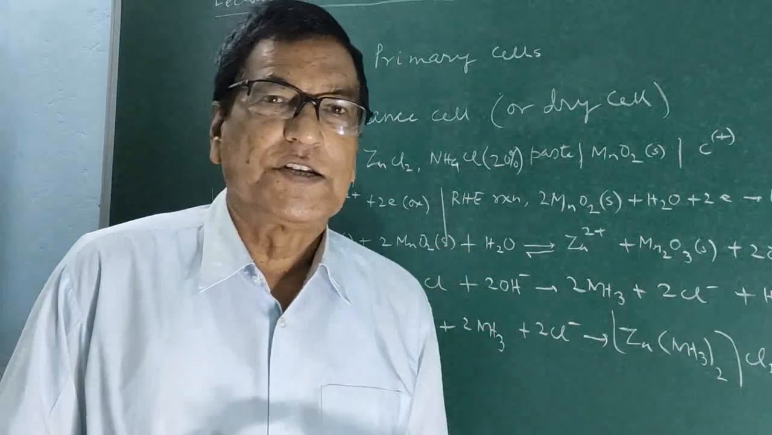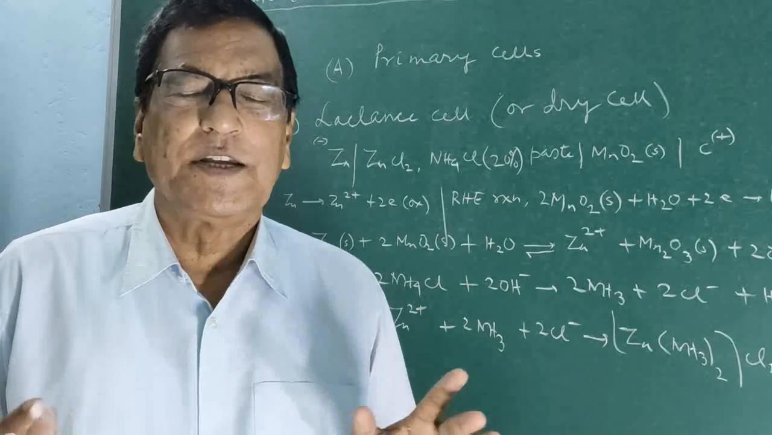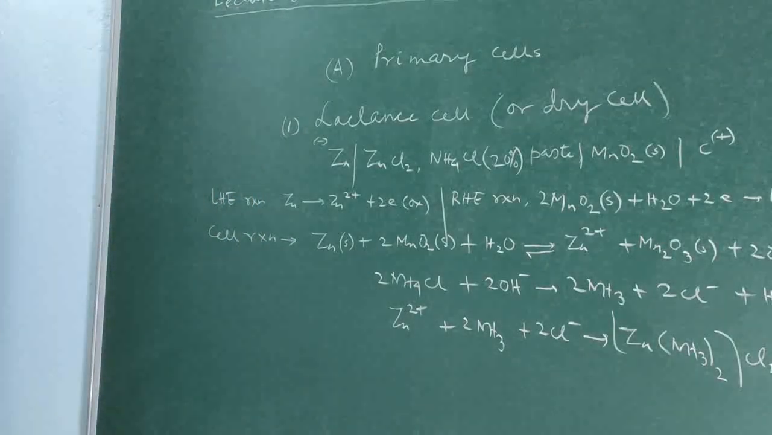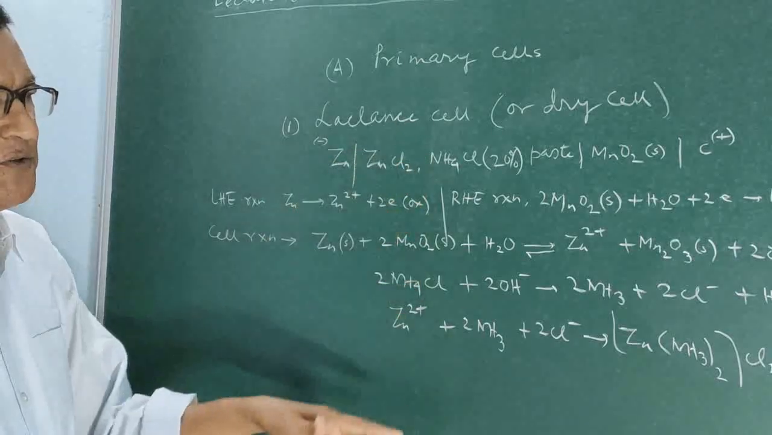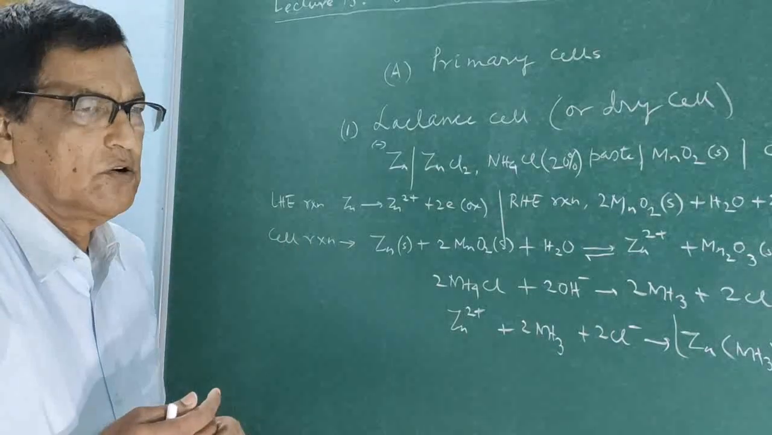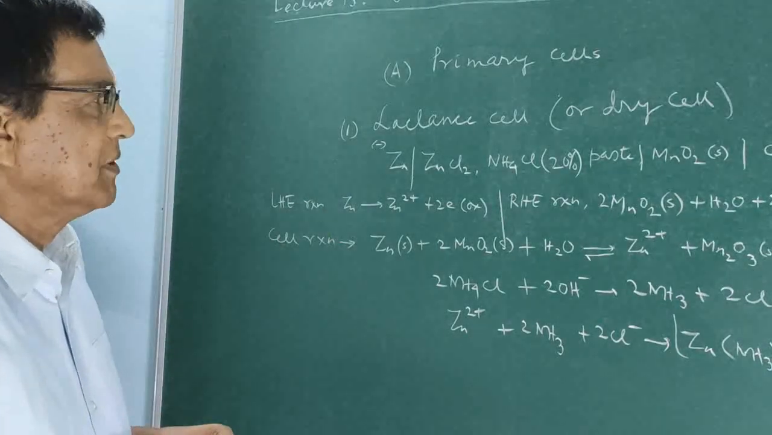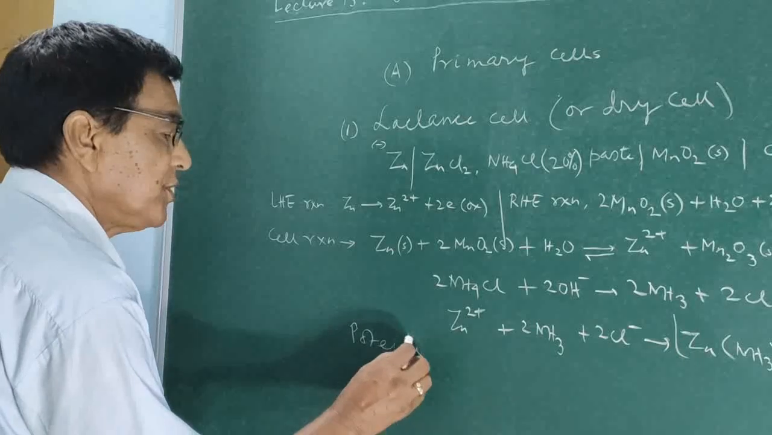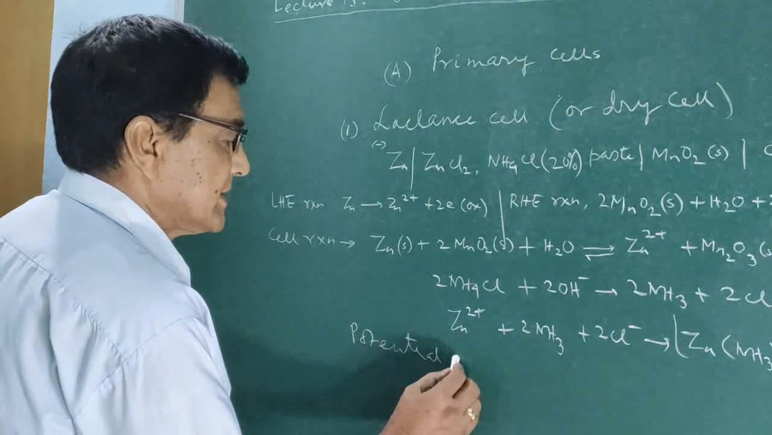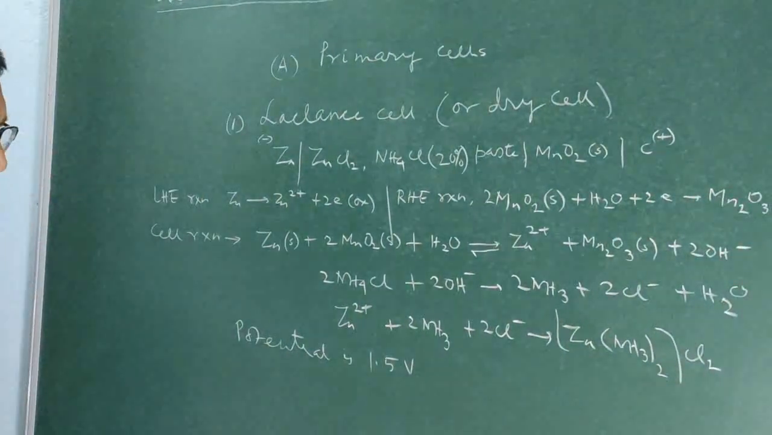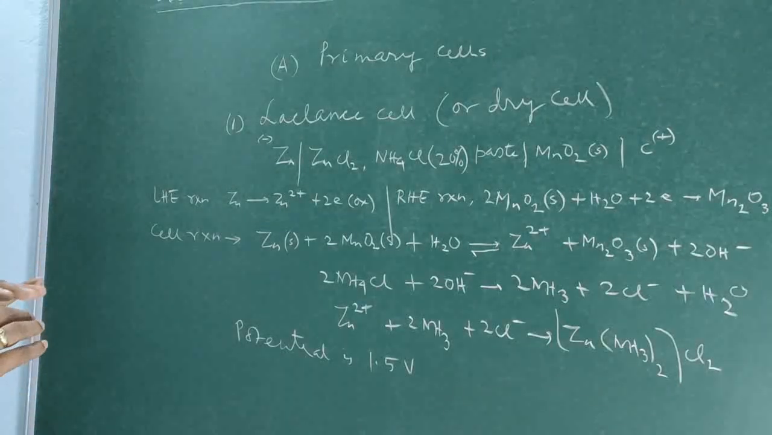The equilibrium constant for this cell reaction should be very, very high, so that the reaction will go near to completion. The Union Carbide produces the Eveready cells, and these cells are very common in households. I know almost every family uses this type of dry cell. And the potential of this cell is about 1.5 volt. So this is very handy and very easy to use.